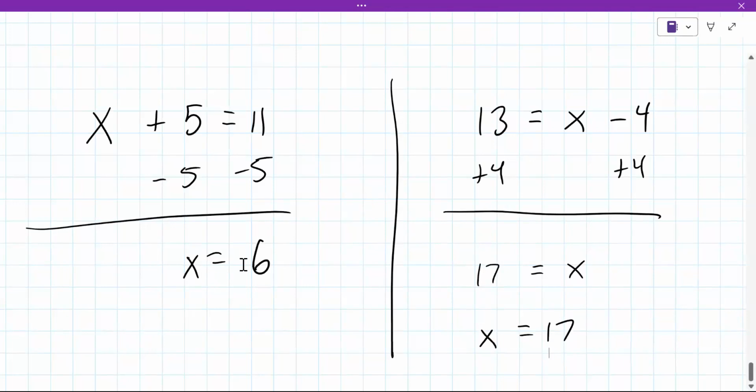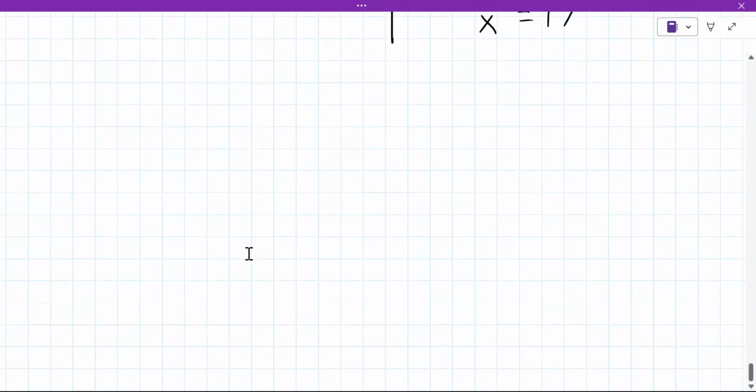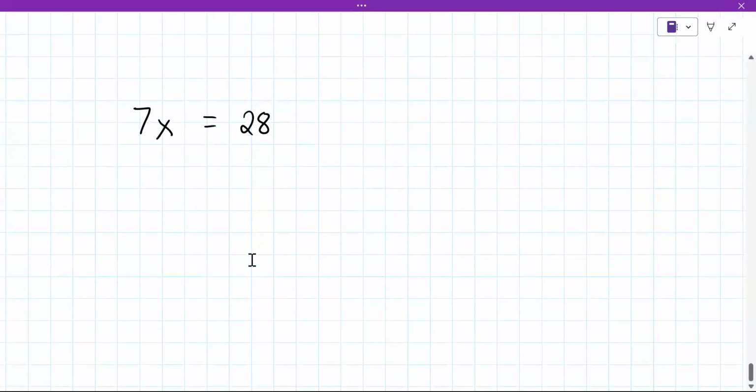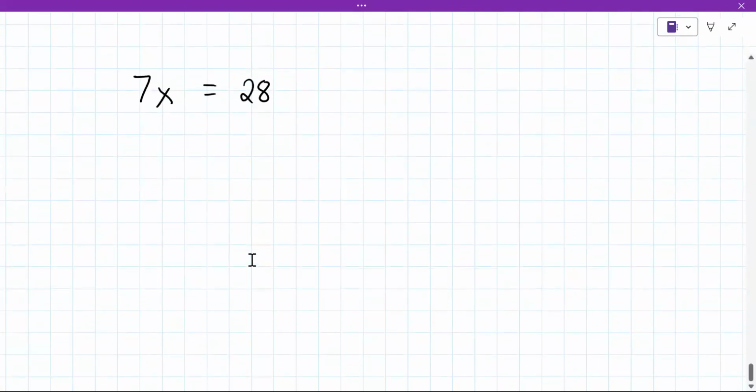So the starting point to all this is seeing the operation and knowing how to undo it. So let me just throw a few more here. Let's say 7x equals 28. How do you solve something like this?